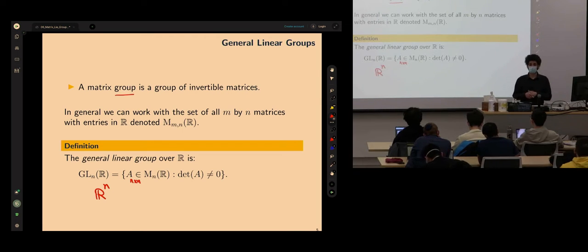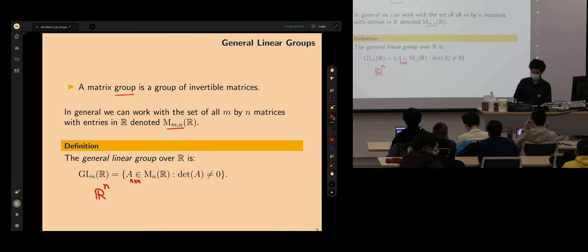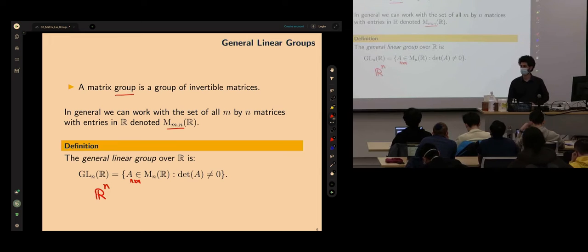But in general, all the matrices you can imagine we could work with are, let's say, m by n. These are rectangular matrices, right? We're not going to work with all of them. We just work with the square ones that are invertible. That's our setup. This group has a name. It's called the general linear group. This is the biggest group you can get for matrix groups. This is the biggest one. All square matrices that are invertible.